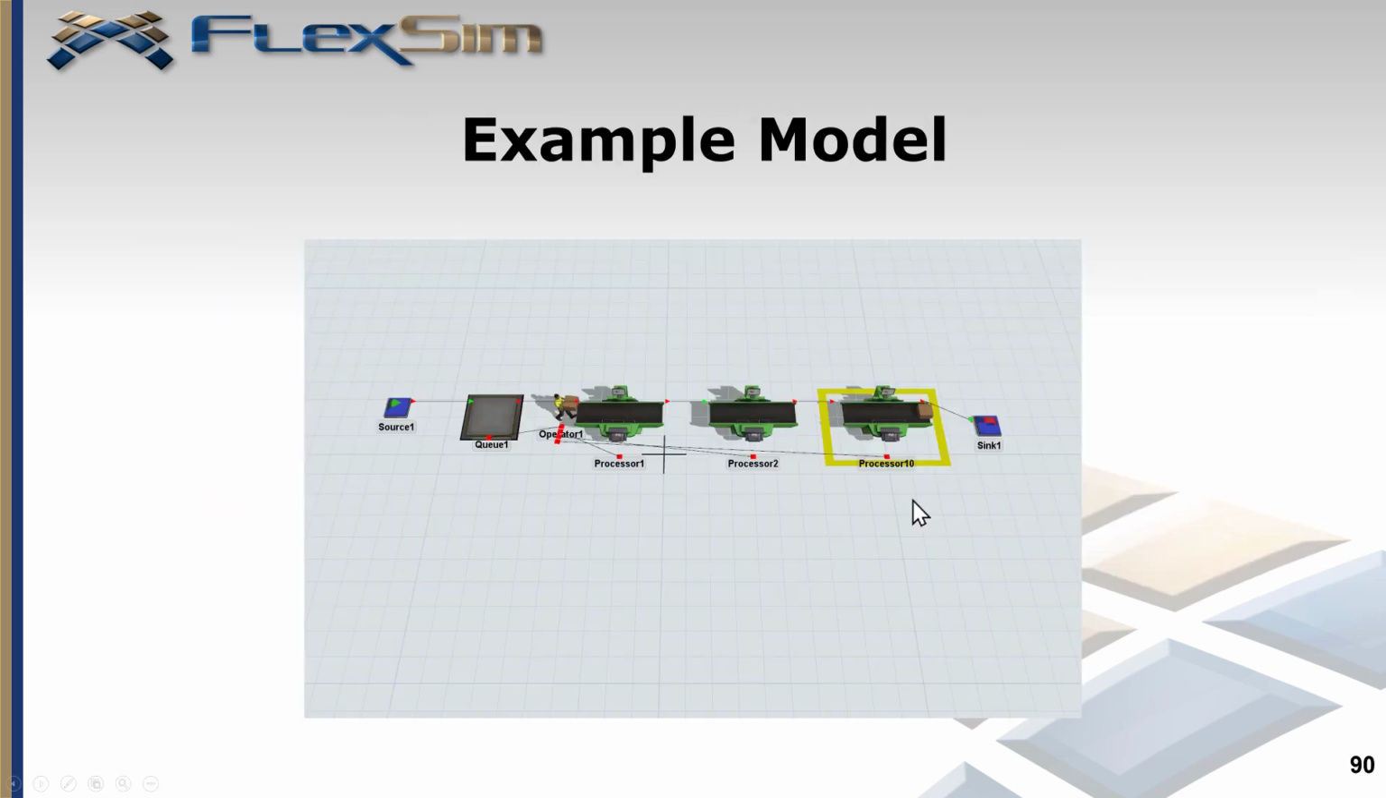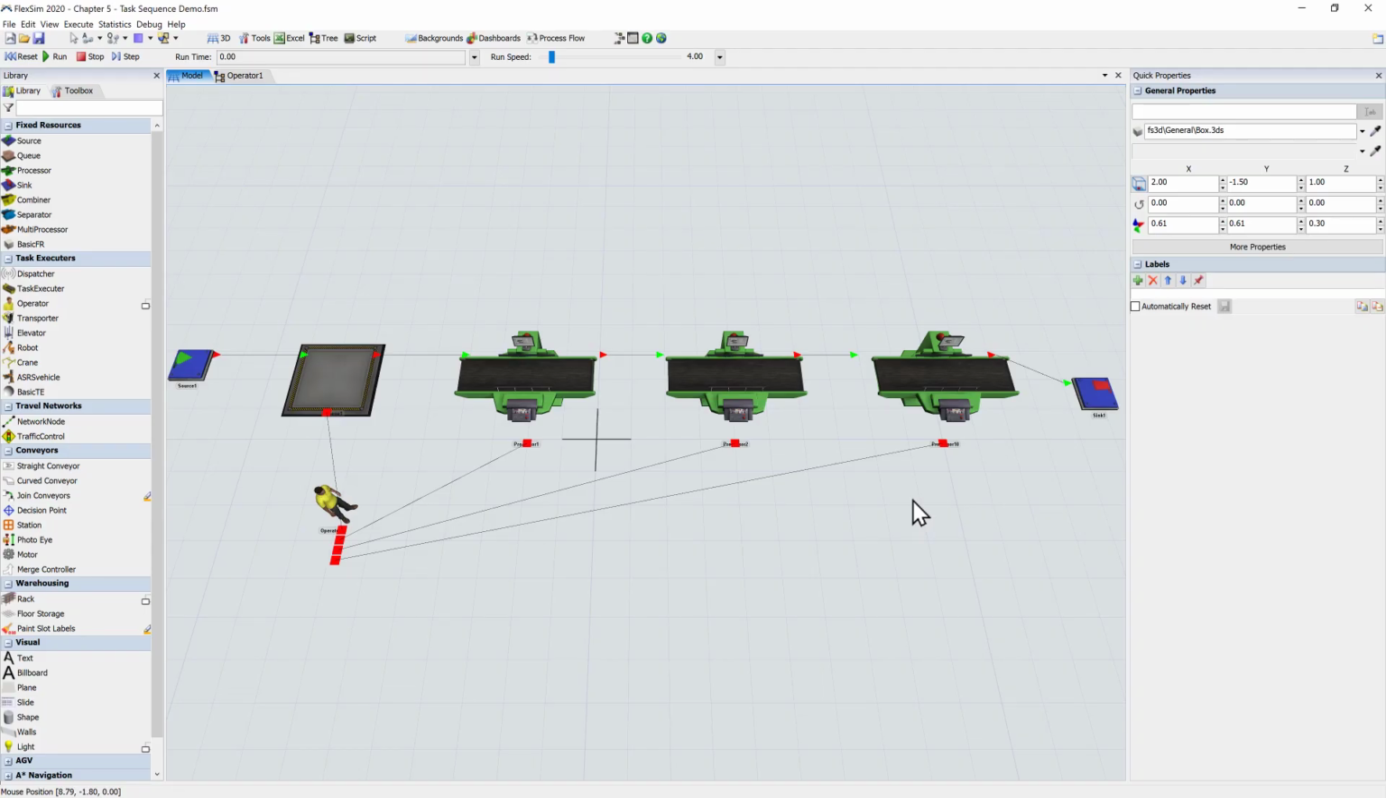Okay, we're going to take a look at this example model that I've built in the software to see some of the task sequences that are generated automatically by the 3D objects. In this example model, a single operator, which is our task executor object, will be given task sequences for carrying flow items from the queue to the first processor, and then from processor to processor, and finally to the sink, as well as be given task sequences to be utilized during the process time at each of the 3 processors.